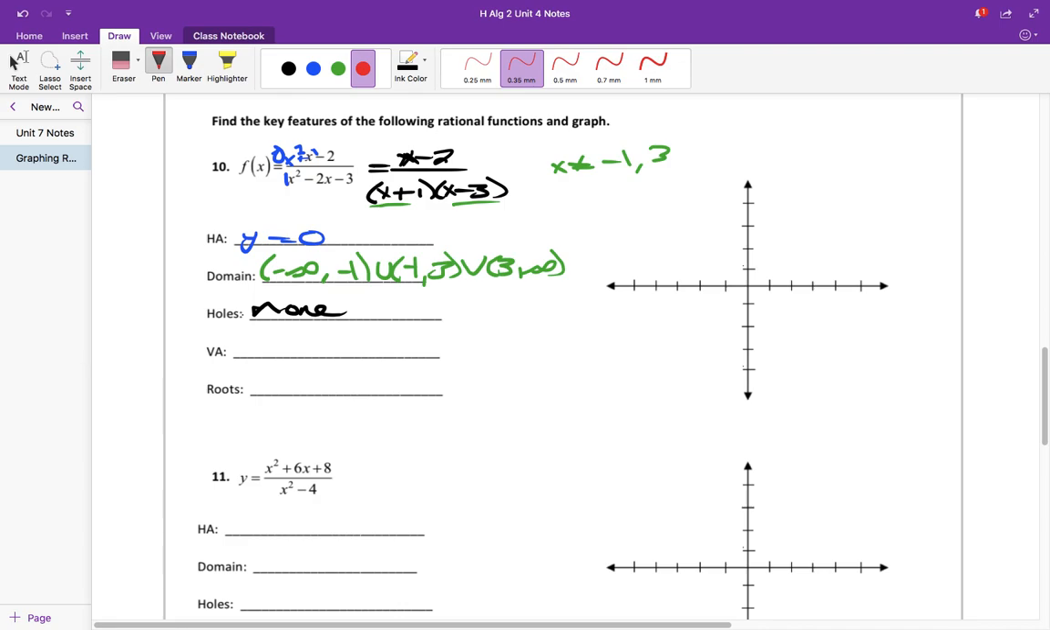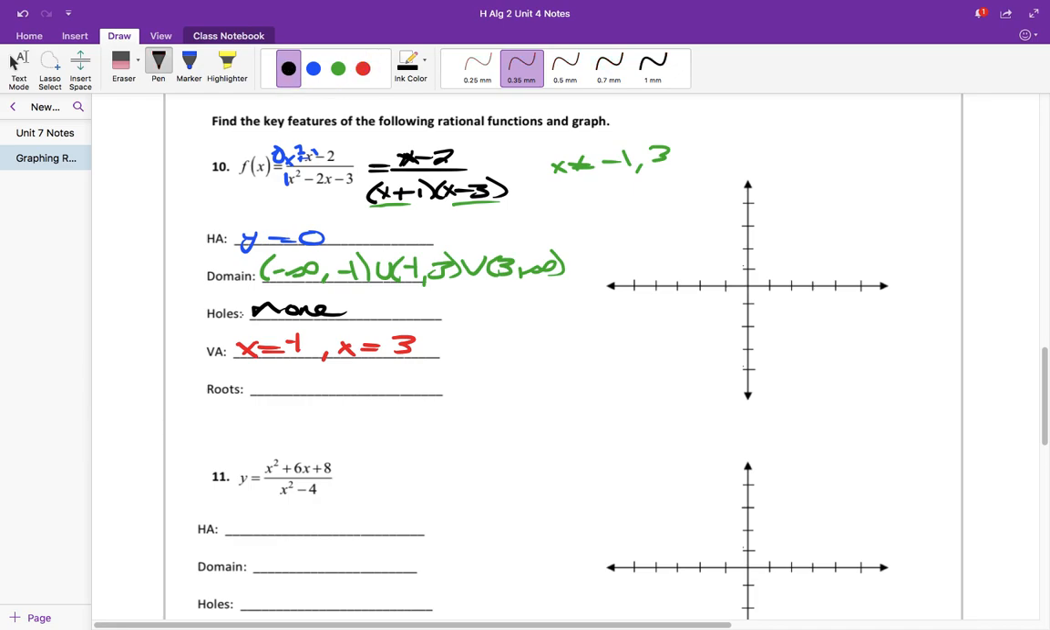For vertical asymptotes, since there were no holes, basically your domain restrictions become your vertical asymptotes. In other words, you're going to have a vertical asymptote through negative 1 and a second one through positive 3.